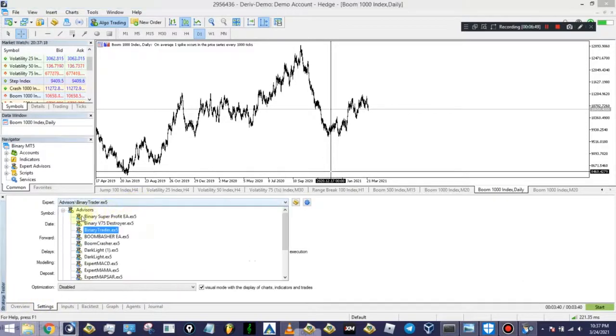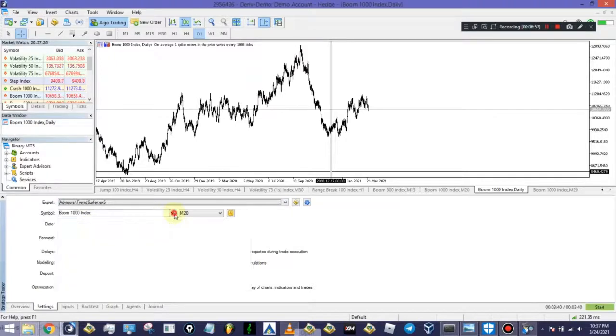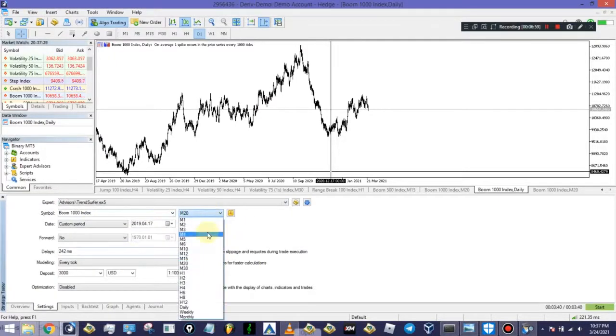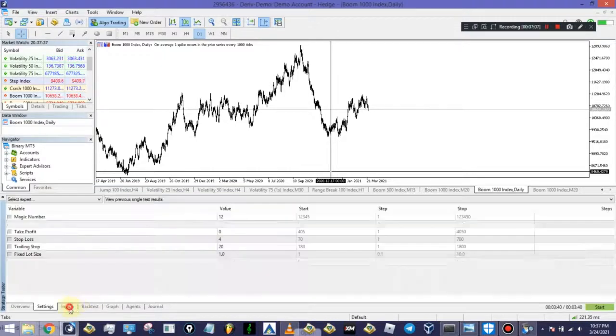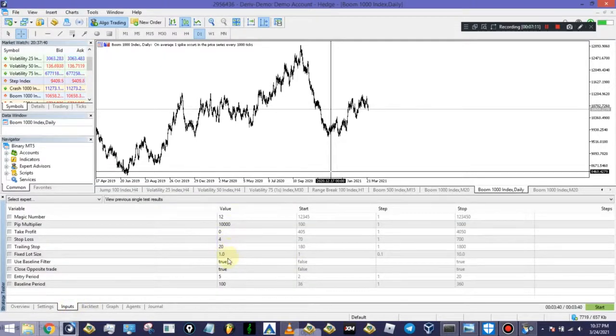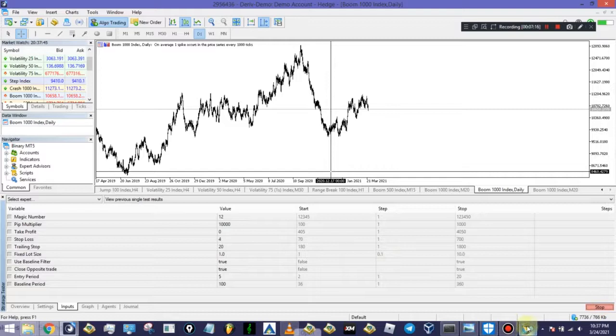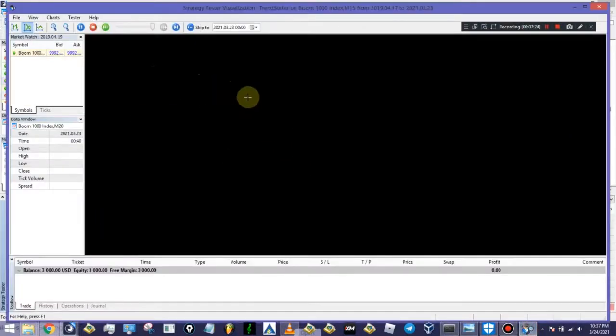So another EA I would like to show you guys is an EA called the Trend Surfer. This one also runs on the Boom 1000 index, but it runs on the 15-minute time frame, same period. Let me just double check on the inputs. I think this is good. Yeah, let's start this back test. I will try my best to not let this video go beyond 12 minutes.